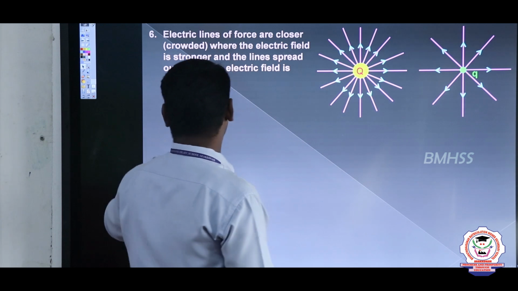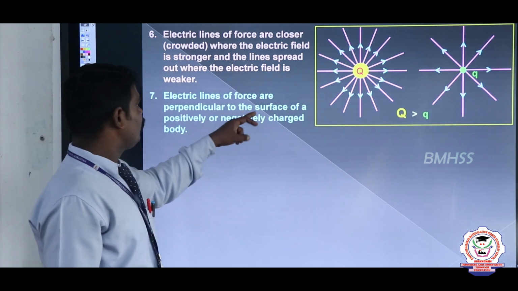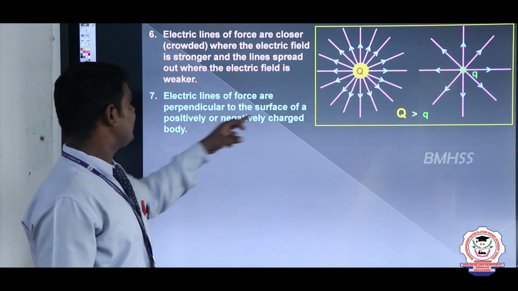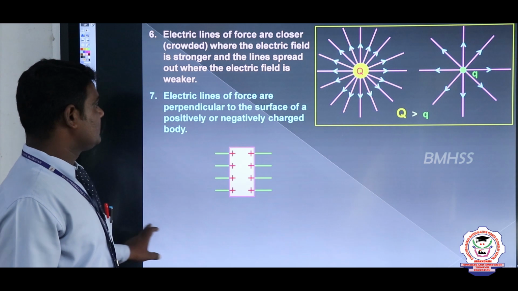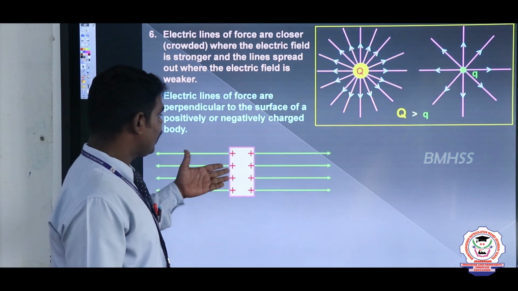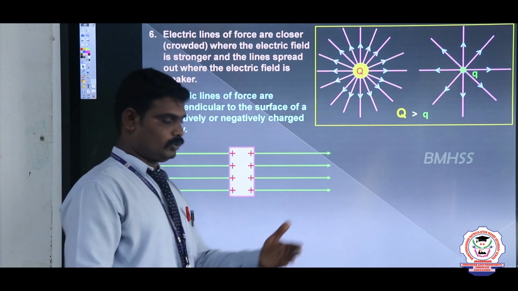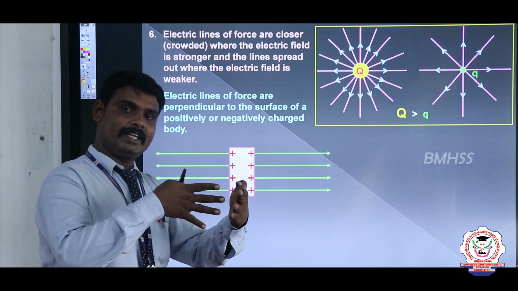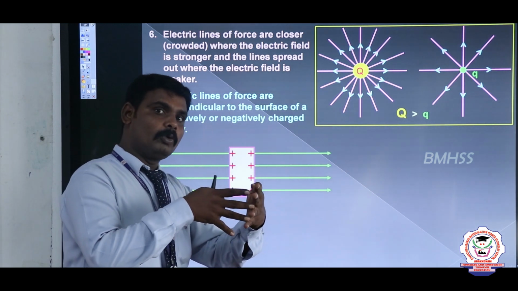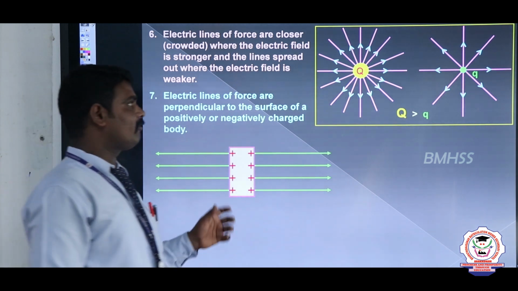So another point: the electric field lines of force are perpendicular to the surface of a positively or negatively charged body. So this is one charged body, and electric field lines always move perpendicular to the surface. Let us take this as one charged plate; the electric field lines will move perpendicular to that place. So these are the properties of electric field lines.